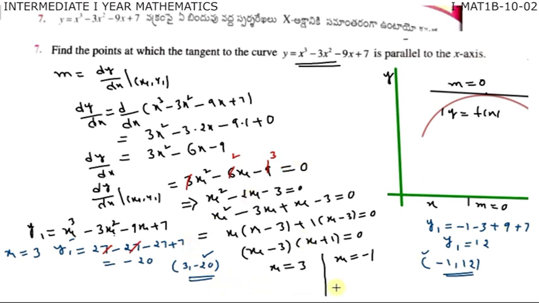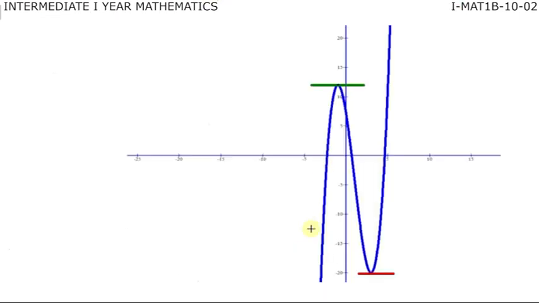Now this can be shown diagrammatically. See, this is the given curve. At these two particular places, I am getting the tangent parallel to the x-axis. This is the problem. Okay.